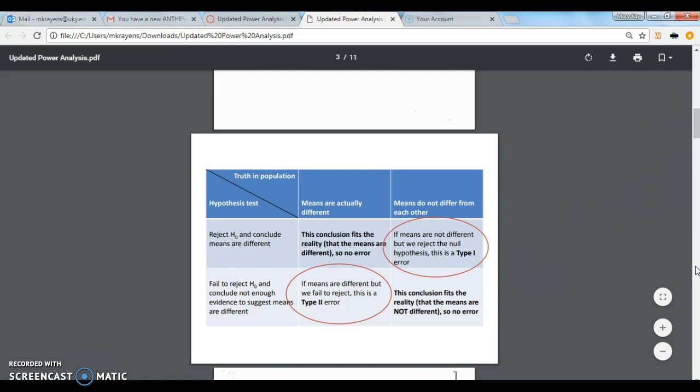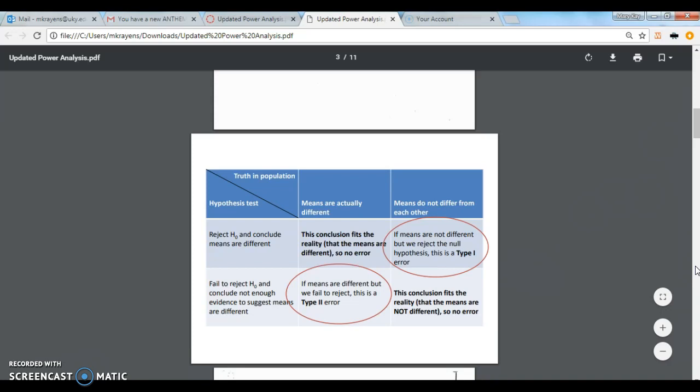One is what's actually true in the population. The two possible things that could be true are that the means are actually different, the mean heights of men and women are actually different, or that the means do not differ from each other. We won't ever actually know which of those two things is true, because hypothesis testing is always within the context of a sample, which is just a subset of the population. But one of those things is true, regardless of whether we know it or not. And we're trying to get at which of those two things is most likely to be true, given what we know from a hypothesis test.